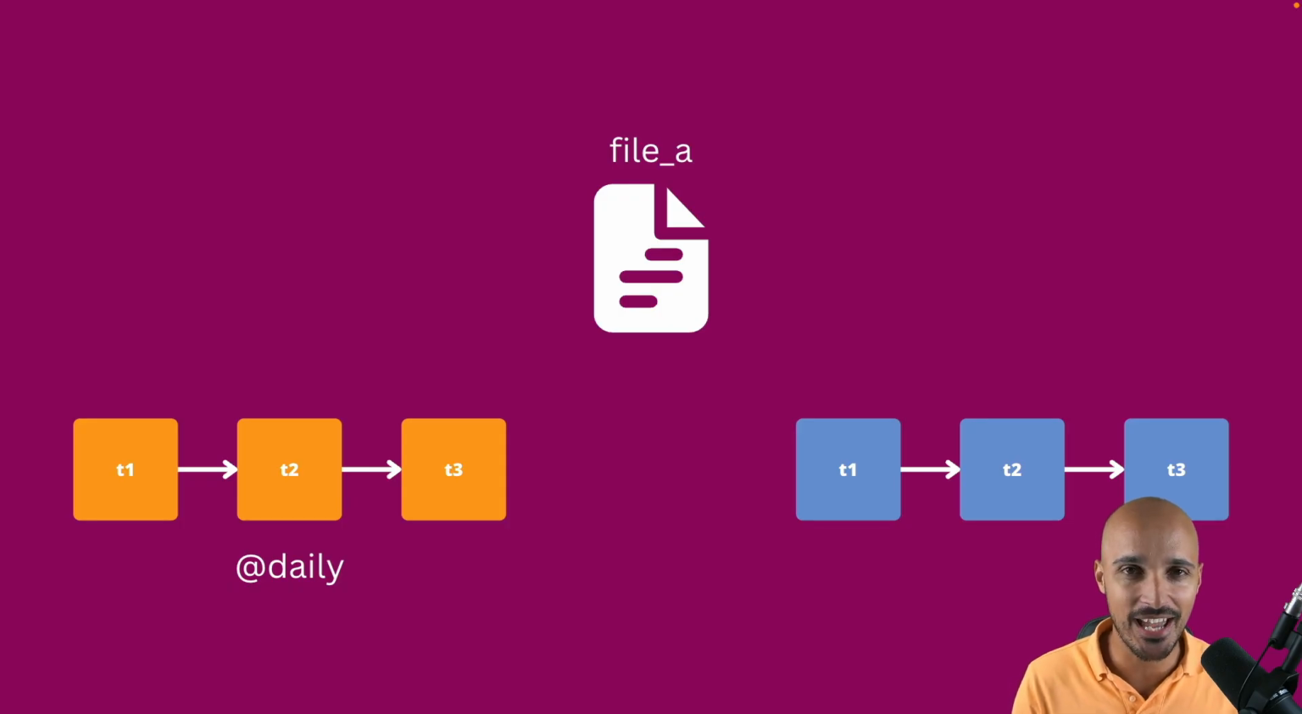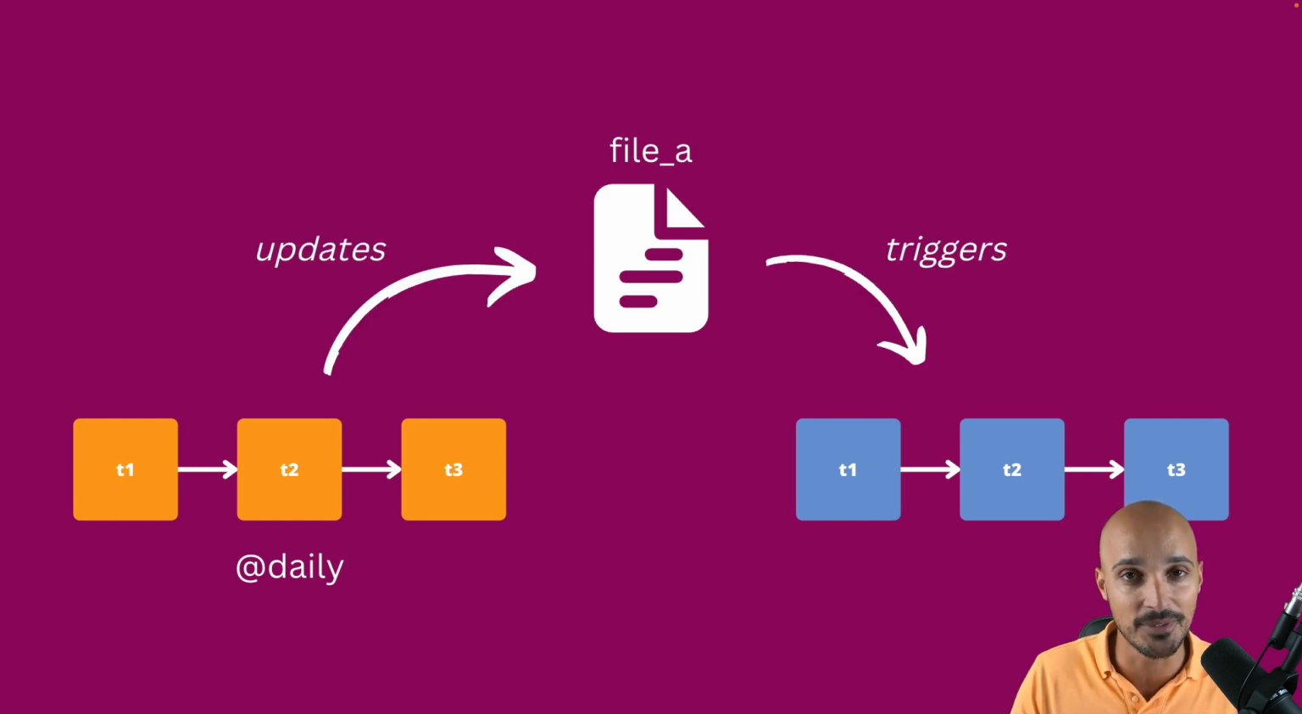Suppose you have the DAG on the left that runs every day at midnight and it updates file underscore A. Nothing new here. But now what if you want to trigger the DAG on the right when file underscore A is updated by the DAG on the left? Before 2.4, you had to use the trigger DAG run operator or the external task sensor to do that. But guess what? With 2.4, you don't have to do that anymore. You can schedule your DAGs based on dataset updates. Basically, the DAG on the left updates file underscore A that triggers the DAG on the right. And the schedule for that DAG is dataset file underscore A. Let me show you how to implement that.